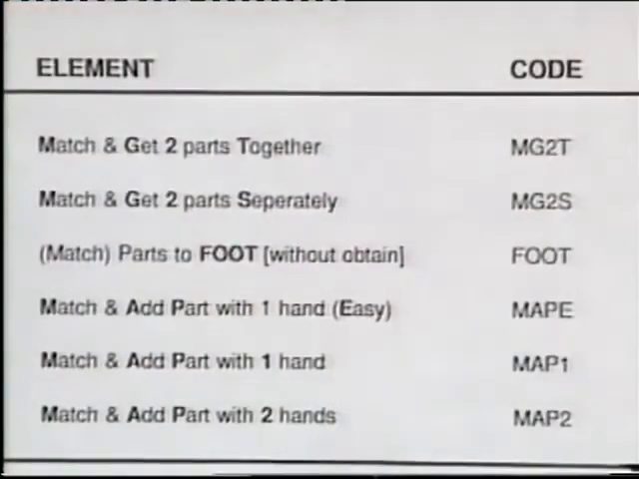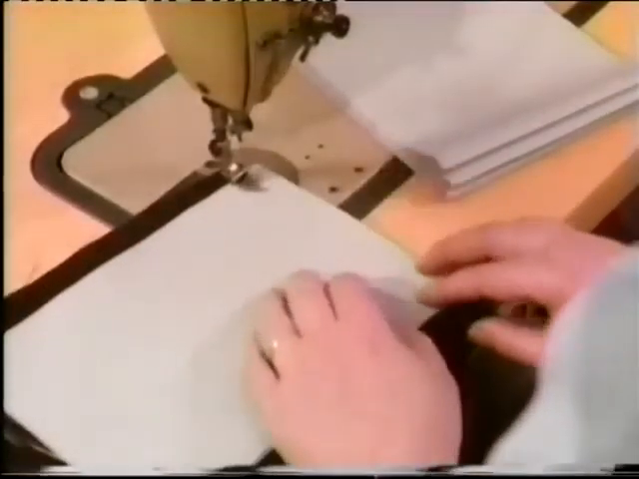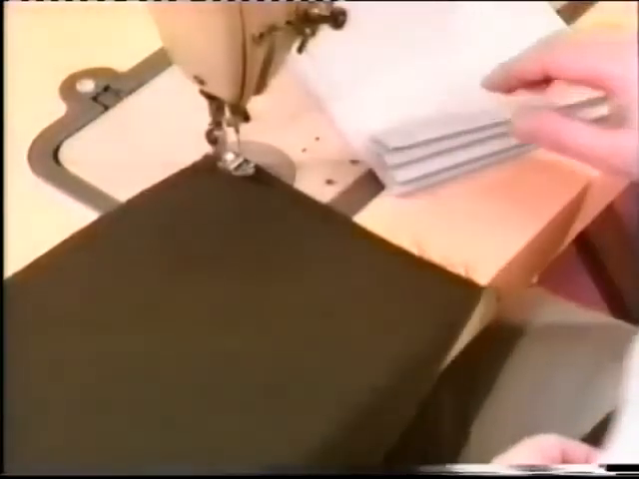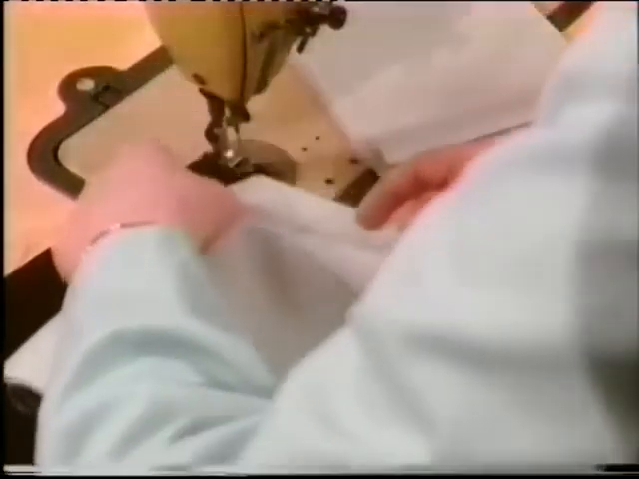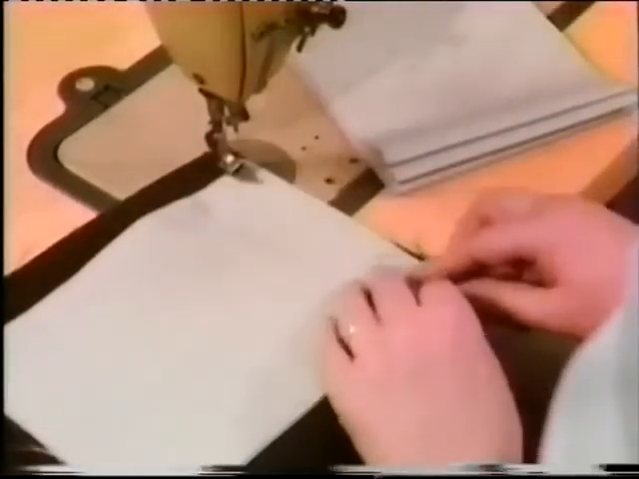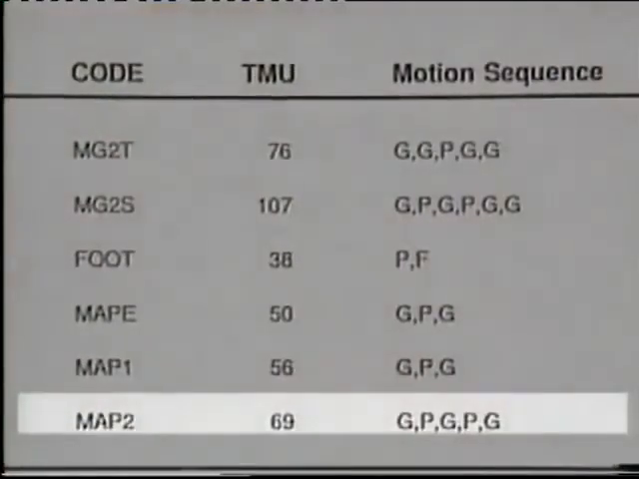If the objective is to get, add, or match a single part, and the part is difficult to get but handled with two hands to achieve control, the third and final map code is used, MAP2. Initially, get the part with one hand. Use the second hand for better control. Place the part with two hands. Improve the grasp for control. Follow the motion sequence GPGPG.